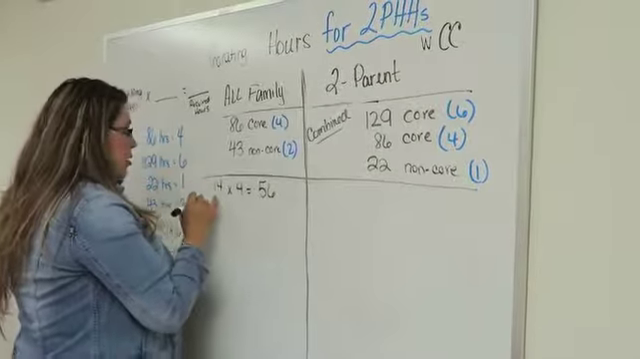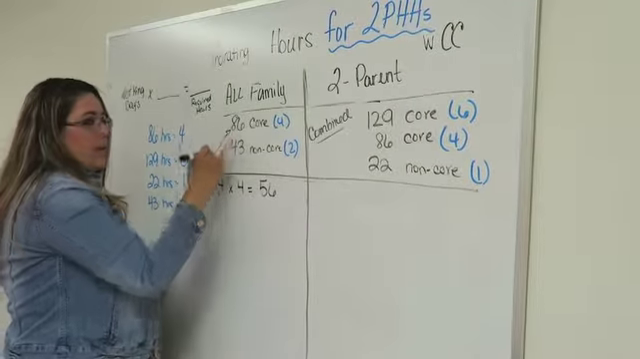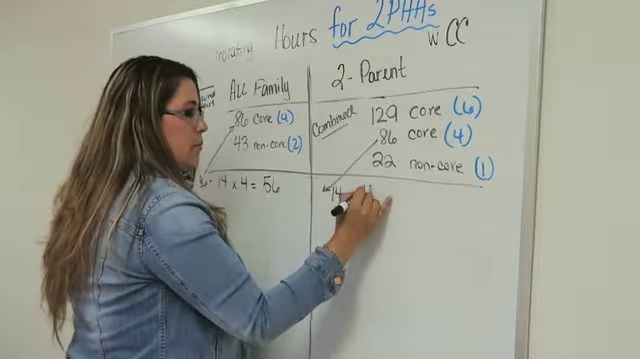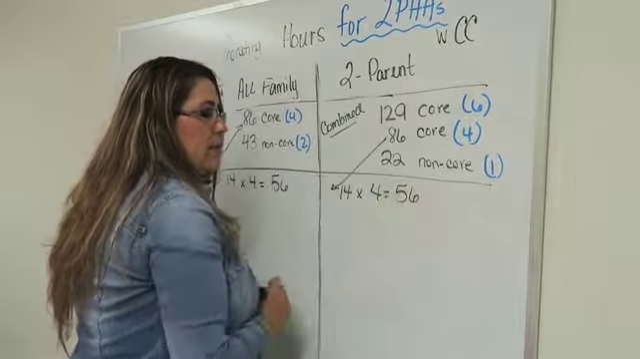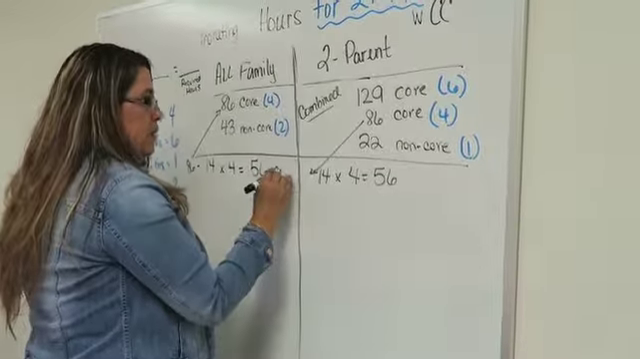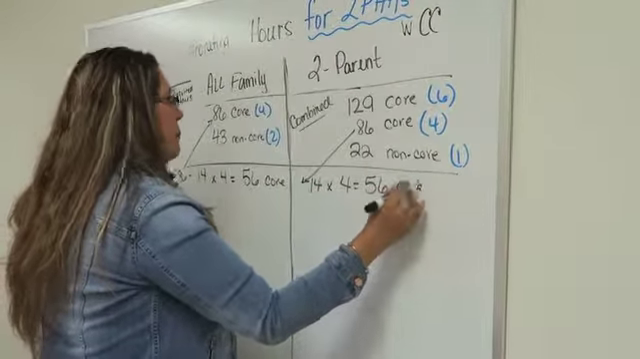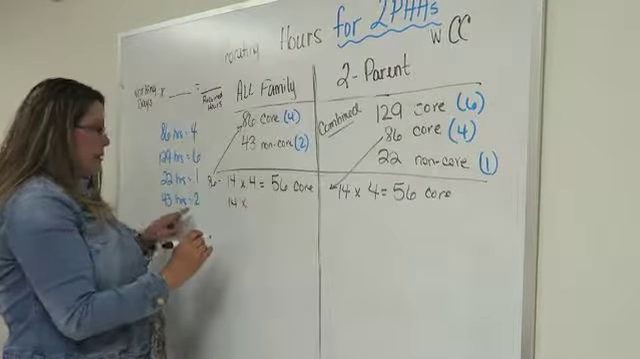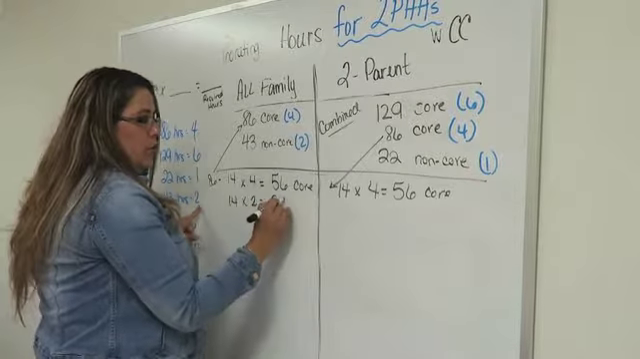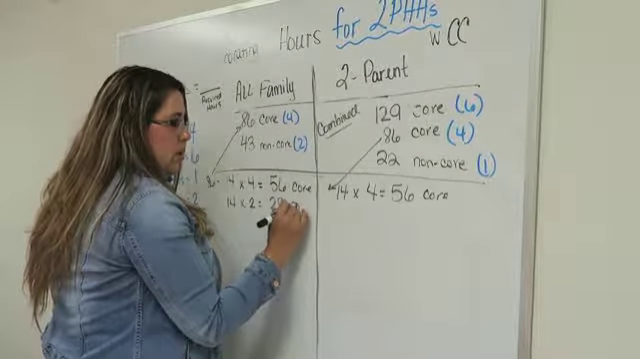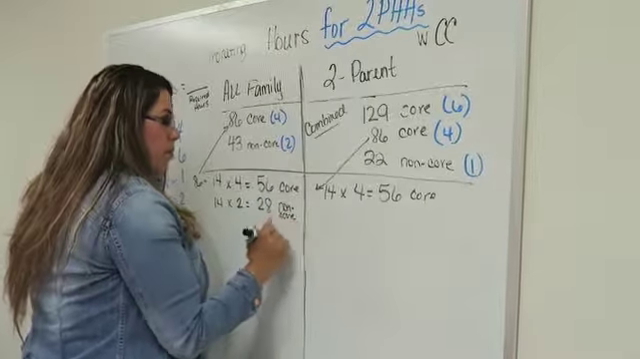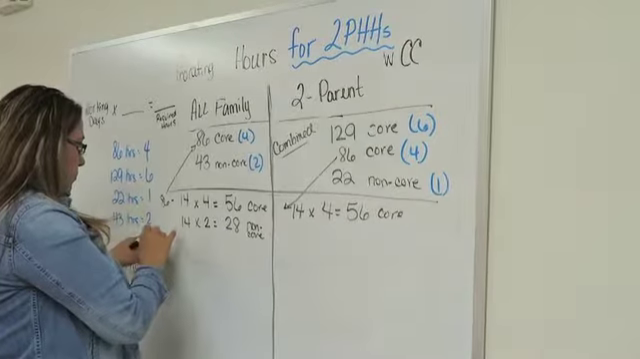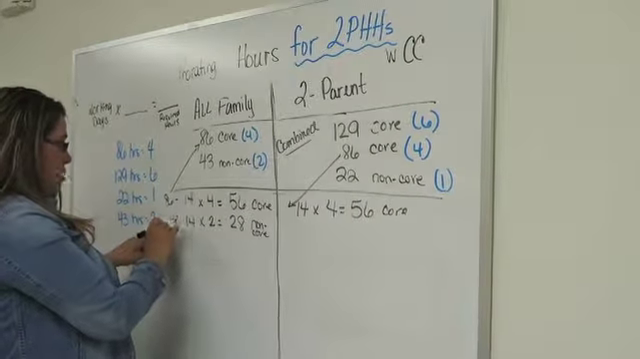So therefore, we've already done it for the two-parent rate as well. We know this is for the 86 for these hours. We know for these hours, 14 times 4 is 56. Okay, and we know that these need to be a core and a core. For these 43 hours, 14 times 2 is 28. These could be non-core or core. Now, this is for the 43.